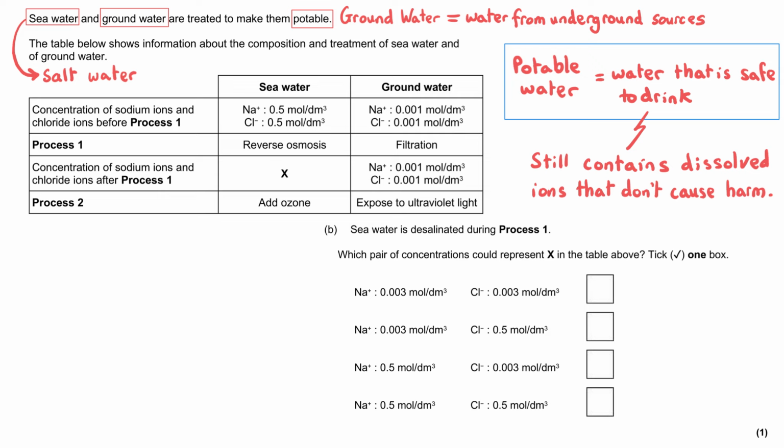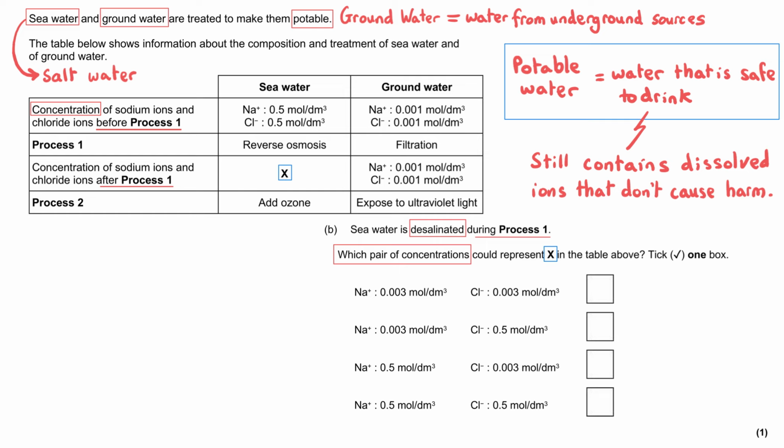Seawater and groundwater are treated to make them potable, and the table below shows information about the composition and treatment of seawater and groundwater. And you can see we've got seawater for this column, groundwater here, and there's the concentration of sodium ions and chloride ions before the first process, and then the concentration of sodium ions and chloride ions after that first process. We're told that seawater is desalinated during process 1, and we've been asked which pair of concentrations could represent X in the table above. And we've got various combinations of 0.003 and 0.5.